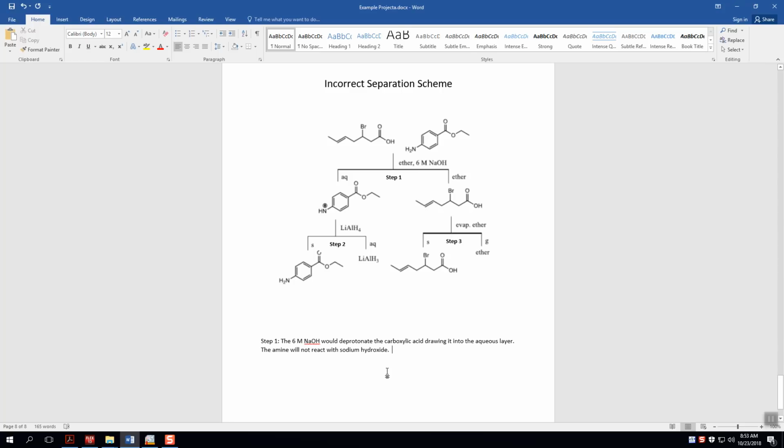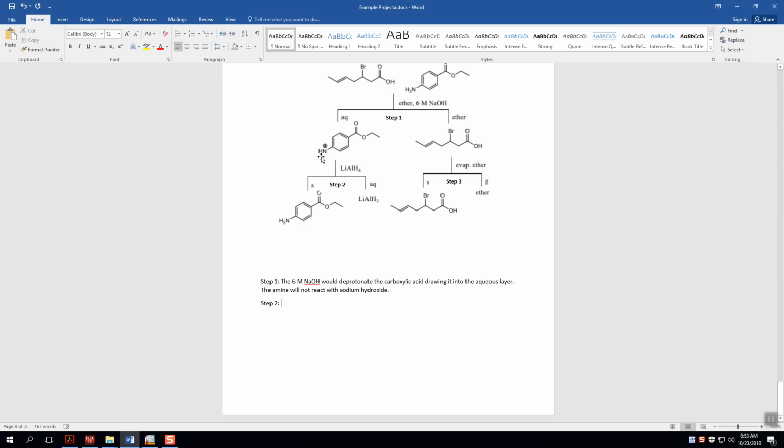All right. Now what I suggest you do is consider the steps independent of each other. So let's just look at the steps completely independent of each other. So in the next step, we have this molecule reacting with lithium aluminum hydride. Lithium aluminum hydride is a reducing agent. Said another way, it's a source of H-.